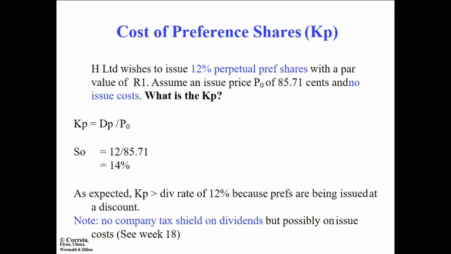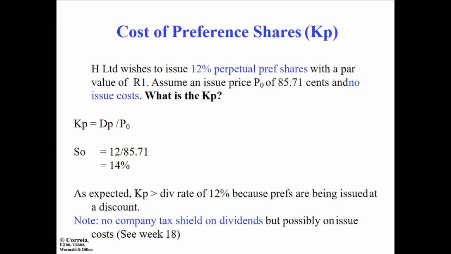So if we look at our example here to calculate the cost of the preference shares, H Limited wishes to issue 12% perpetual preference shares with a par value of R1. Assume an issue price of R85.71 and no issue costs. What is the cost of the preference shares? So we can calculate the cost of preference shares by taking the dividend rate of 12% and dividing it by the price of the preference share, which is R85.71. So if we do that, we'll get a cost of the preference share of 14%.